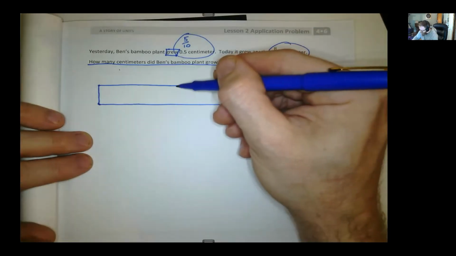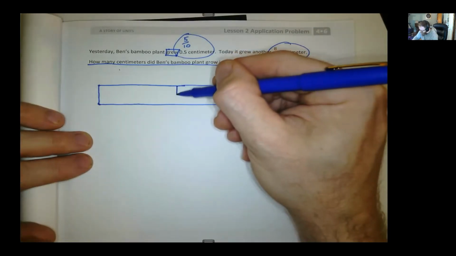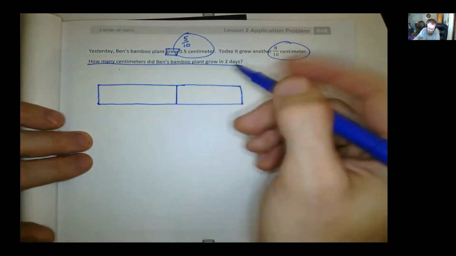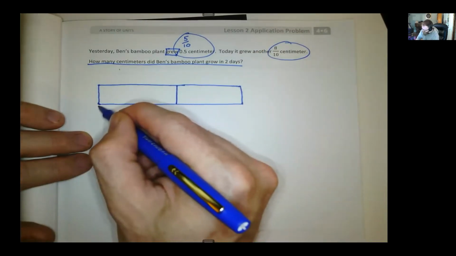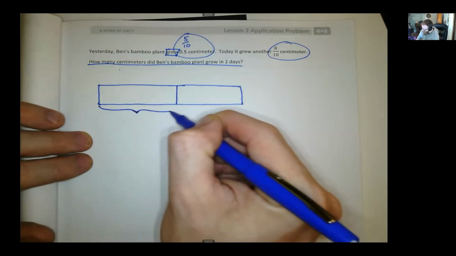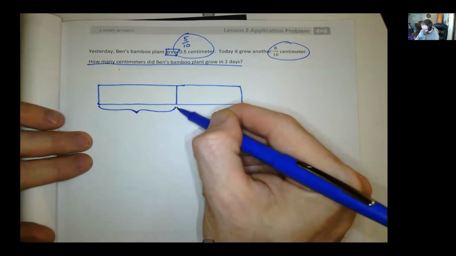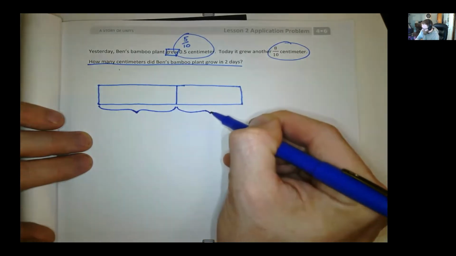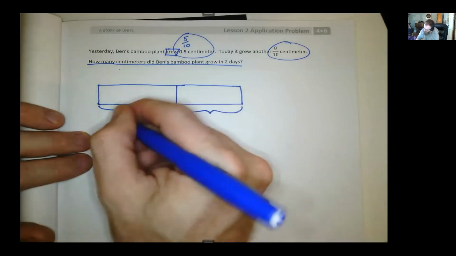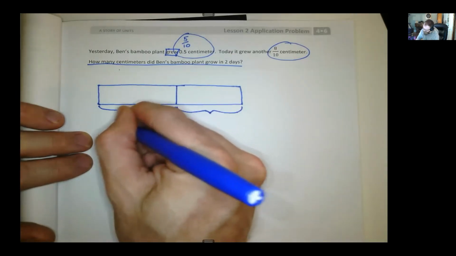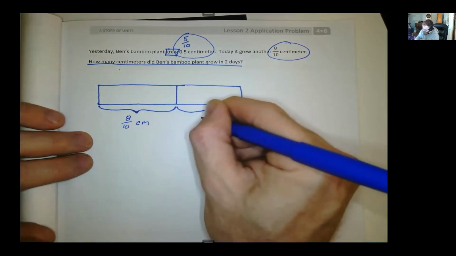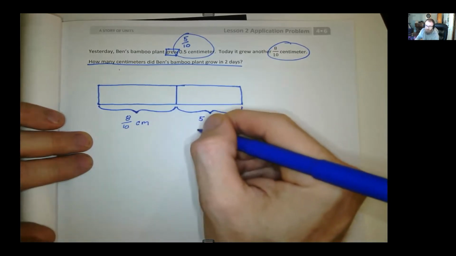I like to be as accurate as possible. We have 8/10 and 5/10, and we know that 8/10 is a little bit more than 5/10. So I'm going to draw my line so that one side of my tape diagram is slightly bigger than the other. We have our 2 values, 8/10 of a centimeter and 5/10 of a centimeter.